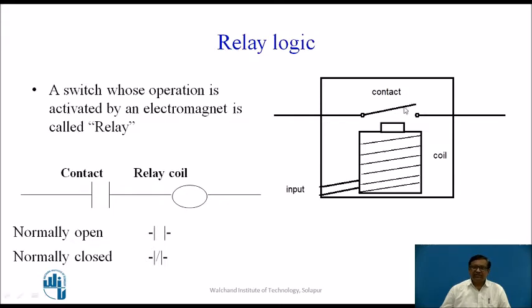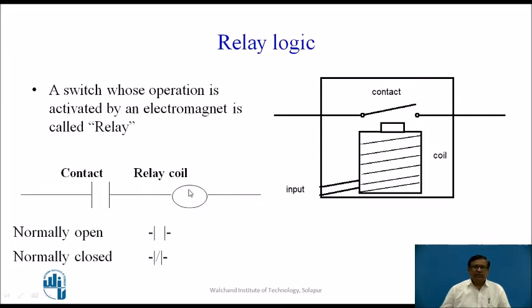So, this is one of the switches. This is an electromagnet, or we can say coil. This switch is opened and closed based on the current flowing through this coil. If there is a current flowing through this coil, this switch will be attracted and this becomes closed. If the current is removed from the coil, the switch becomes open.